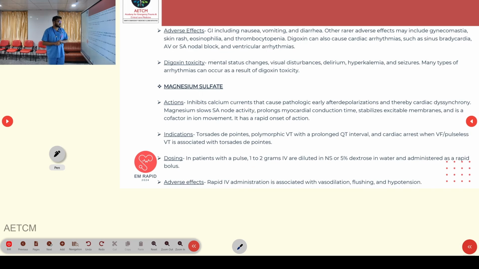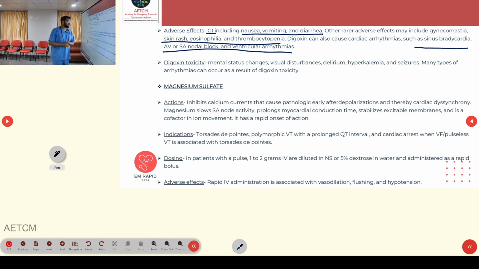The adverse effects include GI side effects, which include nausea, vomiting and diarrhea. Other rare side effects include gynecomastia, skin rash, eosinophilia, thrombocytopenia and so on. It can also cause cardiac arrhythmias such as sinus bradycardia, AV or SA nodal blocks and ventricular arrhythmias as well. So you should suspect digoxin toxicity when the patient presents with mental status changes, delirium, visual disturbances, hyperkalemia, seizures and so on, and even many types of arrhythmias can occur as a result of digoxin toxicity.